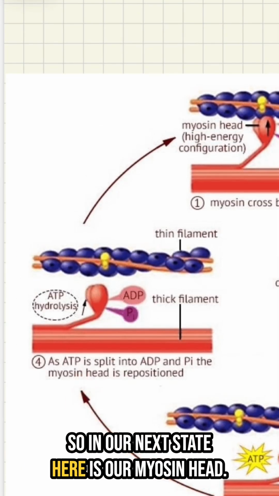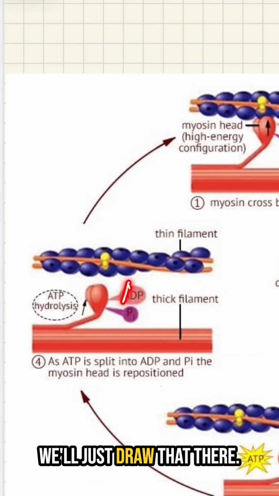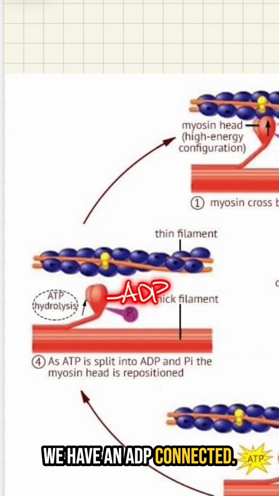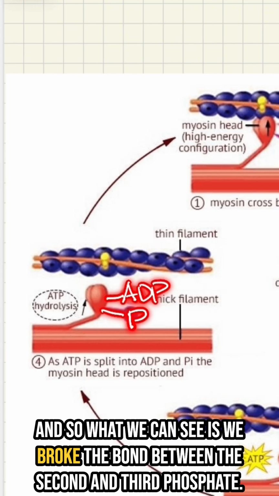So in our next state, here is our myosin head. We can see instead of ATP, we have an ADP. We'll just draw that there. We have an ADP connected. We also have a P connected. And so what we can see is we broke the bond between the second and third phosphate.